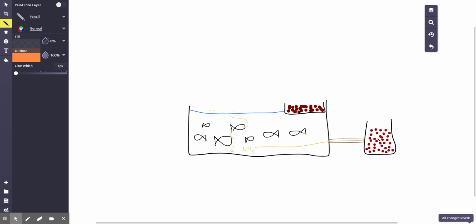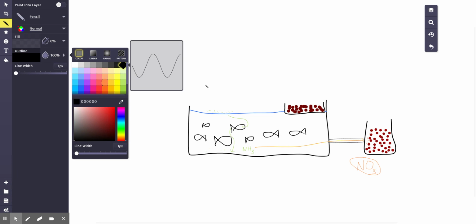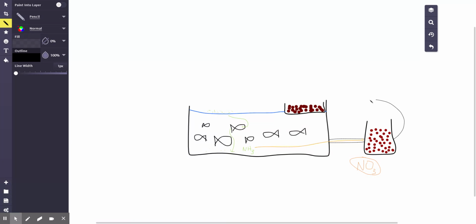And in that process of breaking down ammonia, they create what we call nitrate. So it actually goes from nitrite into nitrate. We're going to kind of jump the gun there and say nitrate. It's NH3 for ammonia, NO3 for nitrate. And nitrates are essentially what the plants in the system use for fertilizer.